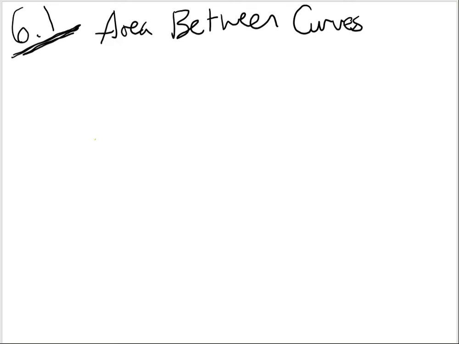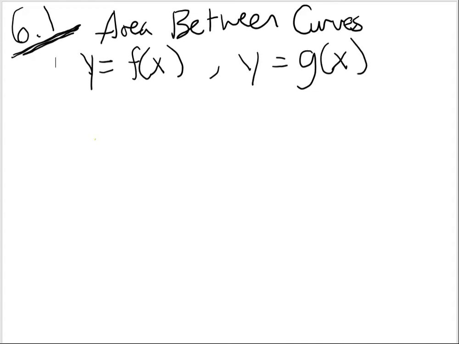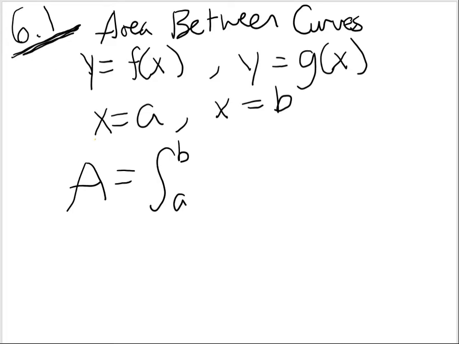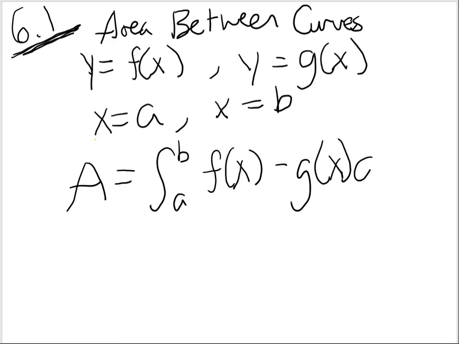Okay, so welcome back to video 2 on area between curves. Remember from last time, if we have two curves, y equals f of x and y equals g of x, and then we had x equals a and x equals b, and we wanted to find the area that lies between the two curves. That area is going to be the integral of the one on top minus the one on the bottom dx.